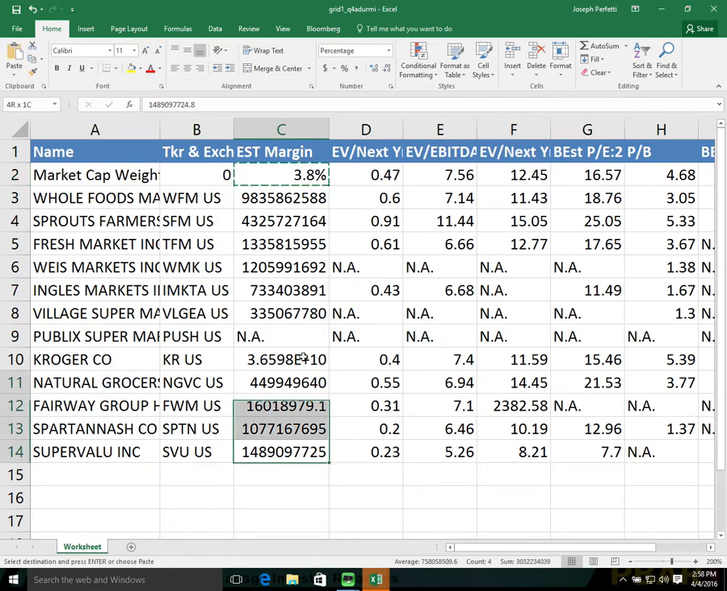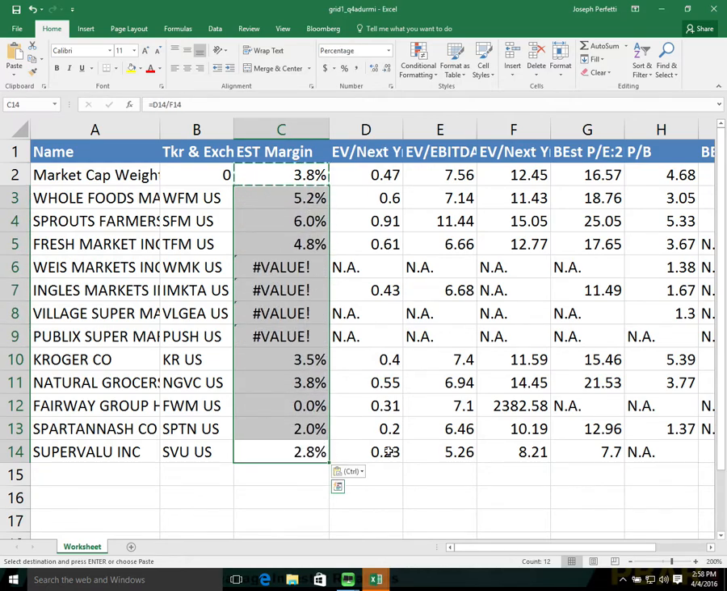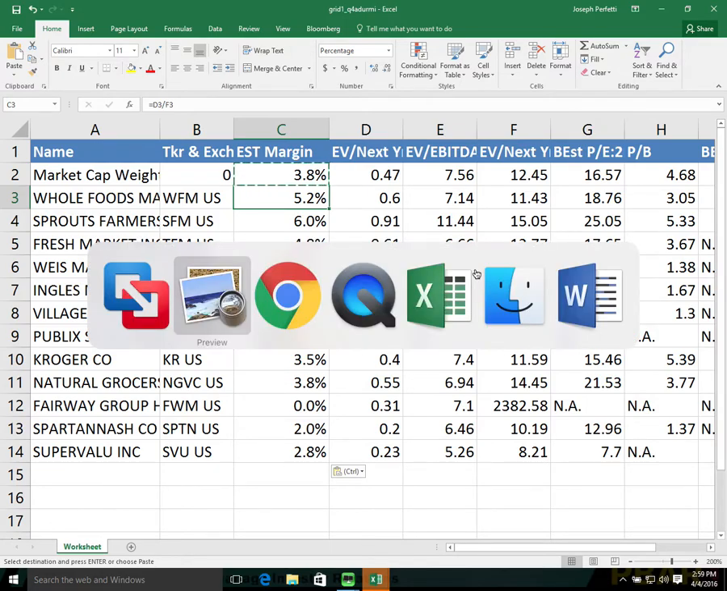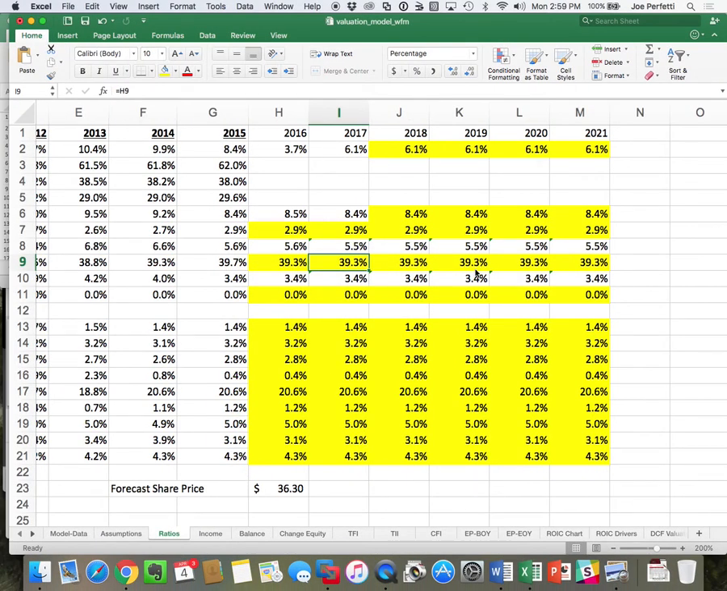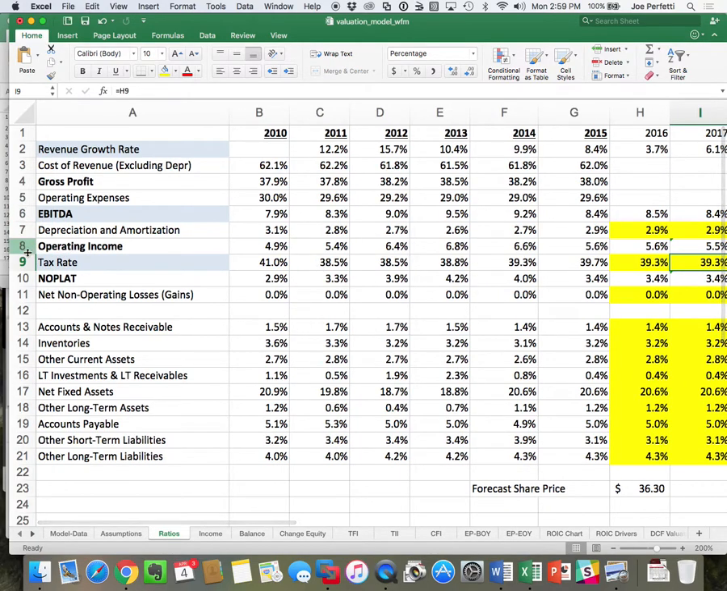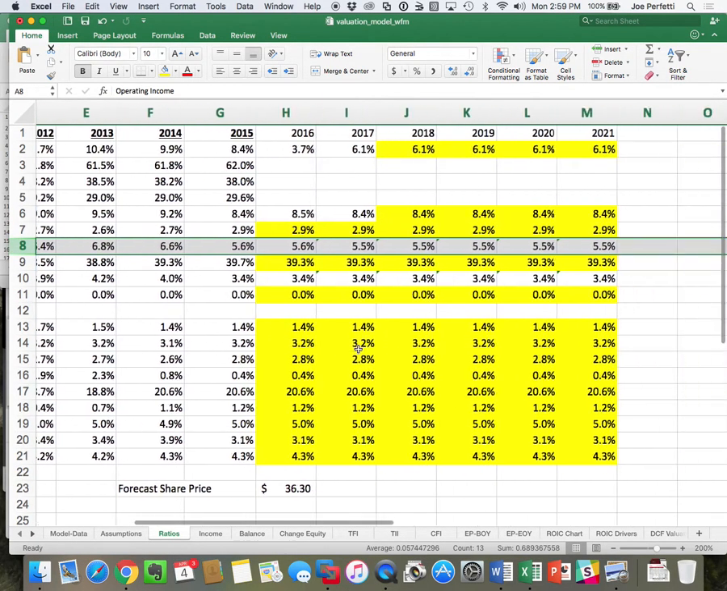Copy. This is the long-term margin that the market's using for Whole Foods. 5.2%. So, when we did the as-is valuation, this is EBIT, and that needs to be 5.2%. Because that's what the market's actually using.